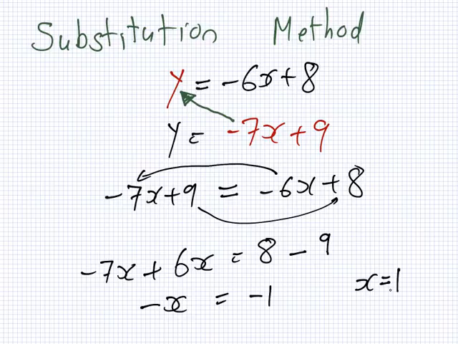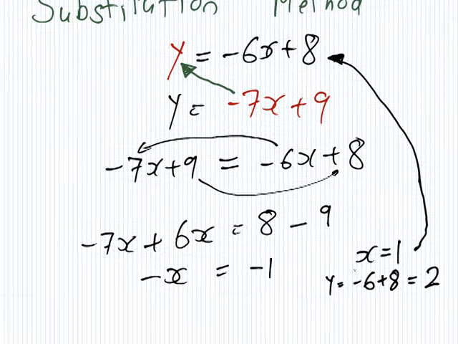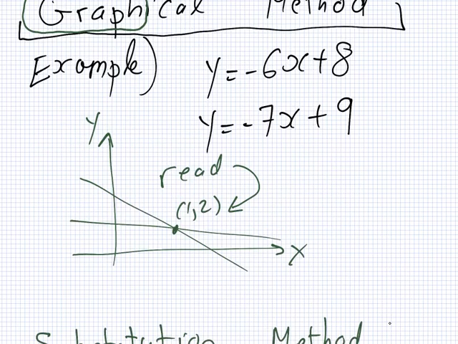But I don't have y. How can I get y? Put x in the first one. So you get y equals minus 6 plus 8, which equals 2. So the answer is 1, 2. That's good because that's what we thought it was, 1, 2.